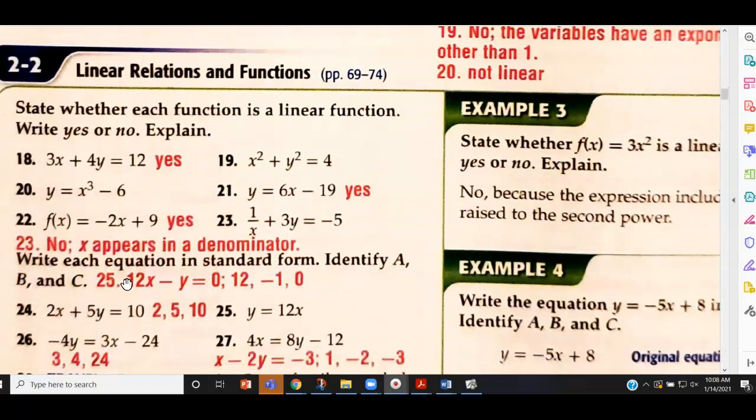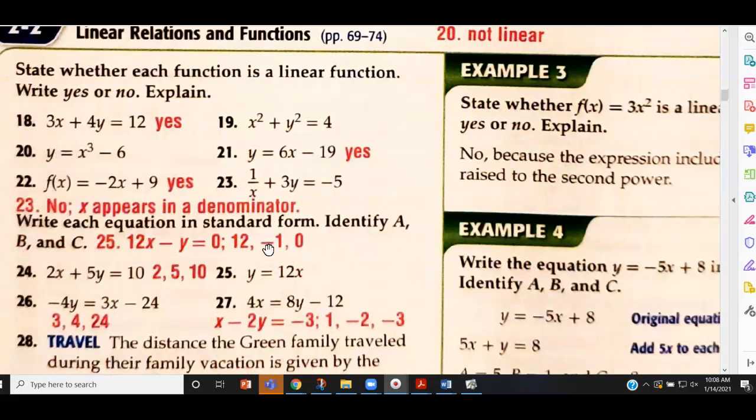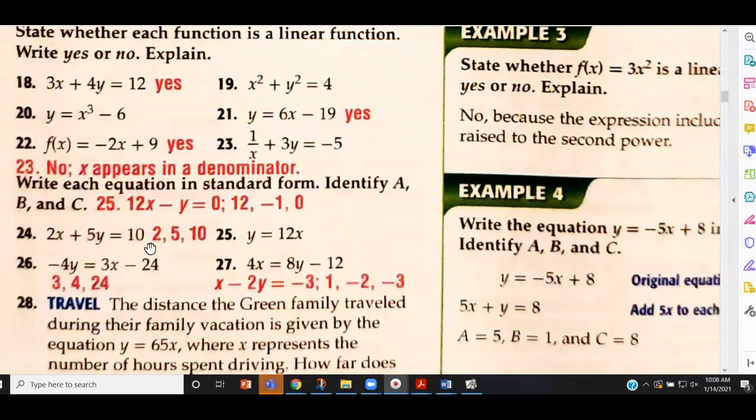25 in standard form is 12x minus y equals 0. So your a value is 12, your b value is negative 1, and your c value is 0. I will expect you to be able to do questions like 19, 21, 23. Like I'm looking for the yes, no. Do you know the difference between linear and nonlinear? Can you write it in standard form?